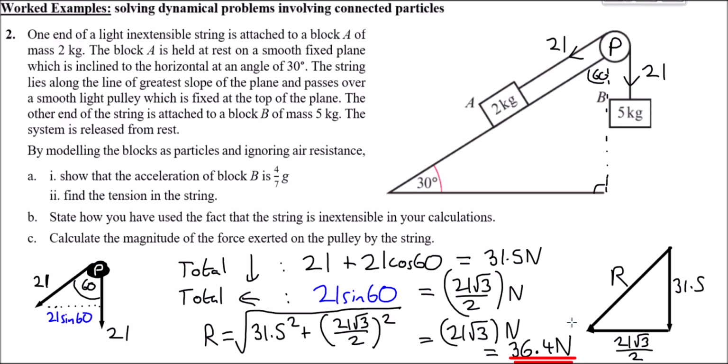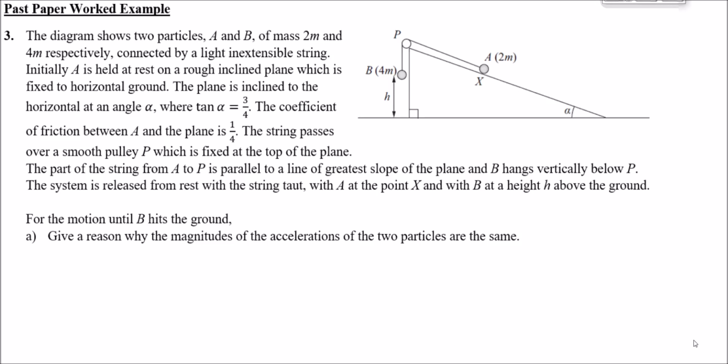Let's now have a look finally at worked example 3, which again I've taken from a past exam paper. So prepare yourself, here it comes. So here's question 3. So we've got an awful big body of text. We've got two particles A and B, mass 2m and 4m respectively, connected by a light, inextensible string. Initially, A is held at rest on a rough inclined plane, which is fixed to the horizontal ground. The plane's inclined to the horizontal at an angle alpha, where tan alpha is 3/4. The coefficient of friction, we've been given that, between A and the plane is 1/4.